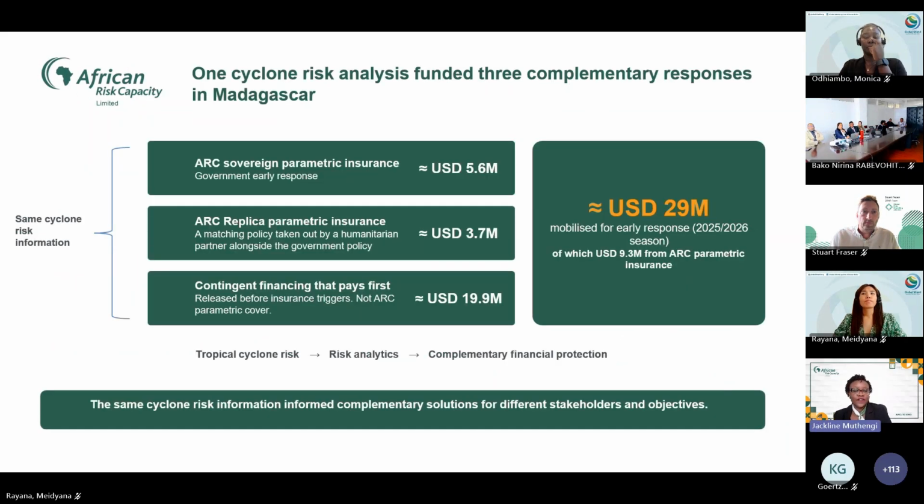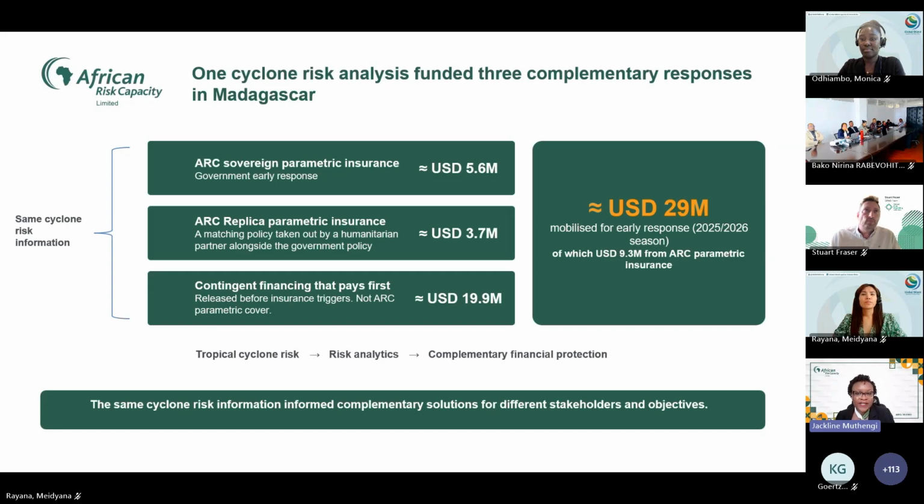So for the next two slides, I'll just give you a practical example, Madagascar and Malawi. So Madam Nirina mentioned that ARC work together to set up different products. So a practical example is Cyclone. For the same risk, same climate risk analytics, they took up different products. For the lower layer, they had a reserve from a World Bank repair project, and also they purchased parametric insurance by government and also a humanitarian provider.